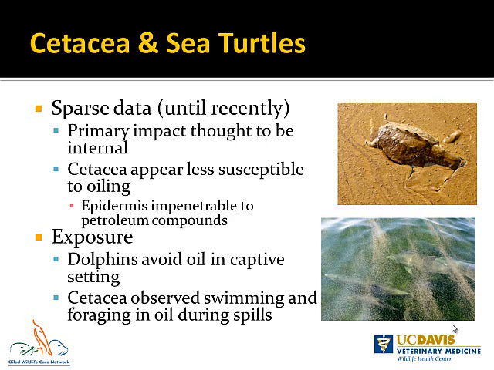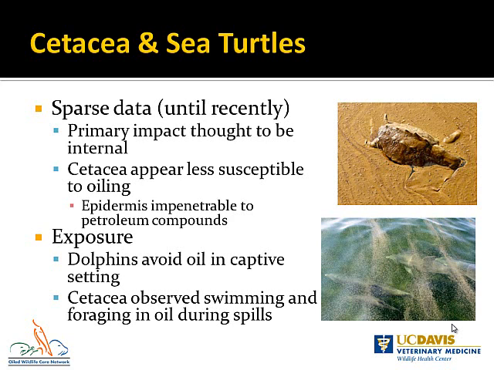The primary impact is thought to be internal. So a lot of the cetaceans and the sea turtles that were impacted by Deepwater Horizon were showing up on beaches. They appeared to be unoiled. However, when they did necropsies, they found that a lot of the impacts were actually internal rather than external. Cetacea in general appear to be less susceptible to oiling. They have a very, very thick epidermis, which seems to not allow the petroleum product to penetrate quite as much, and so it's not affected quite as much as, for example, a bird.